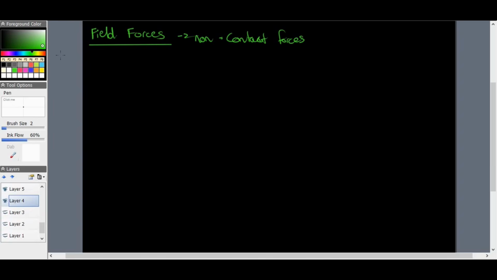Alright, let's have a look at some field forces, otherwise known as non-contact forces. Field forces, as I mentioned, are forces that act at a distance between two bodies. So let's have that definition down. They act at a distance.